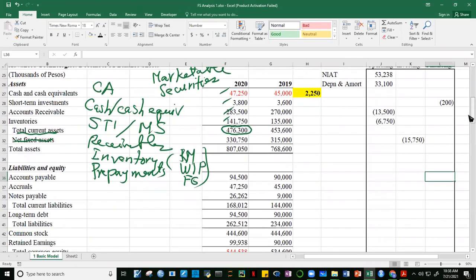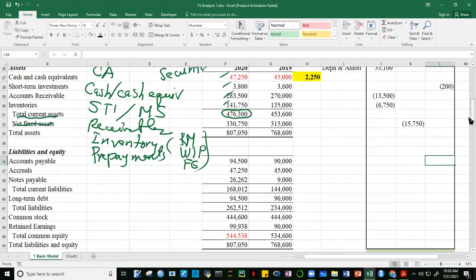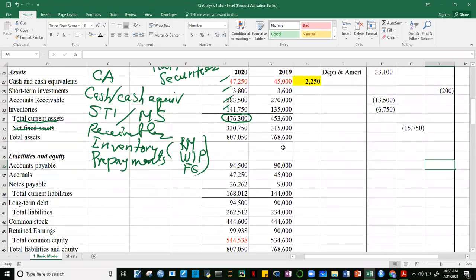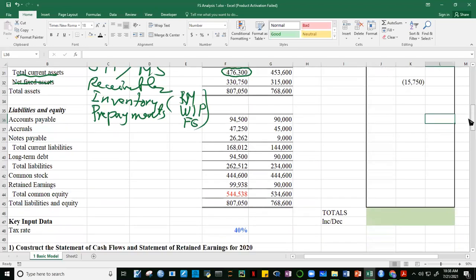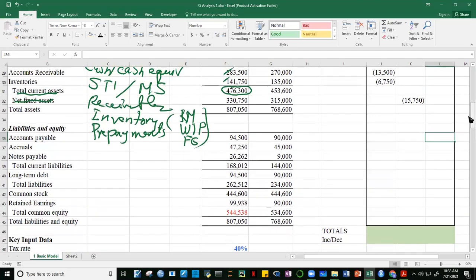Tentative natin yun. Okay, so we're done with the asset side. Siyempre guys, yung total assets, hindi na natin sinasama yan kasi cumulative lang naman yan. Ang tinitingnan natin yung mga main components. Alright, let's go to liabilities and equity.